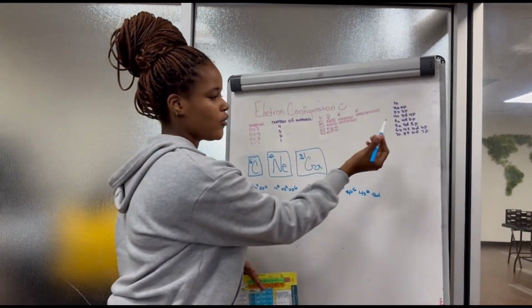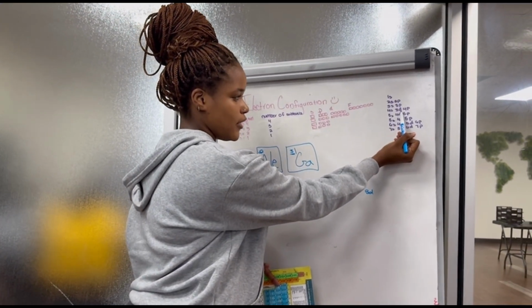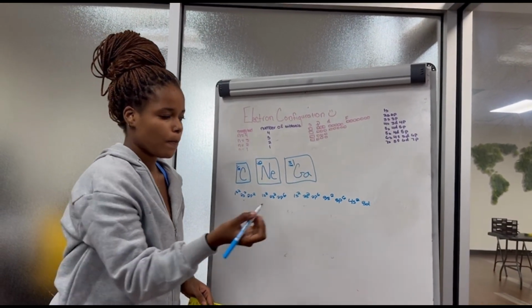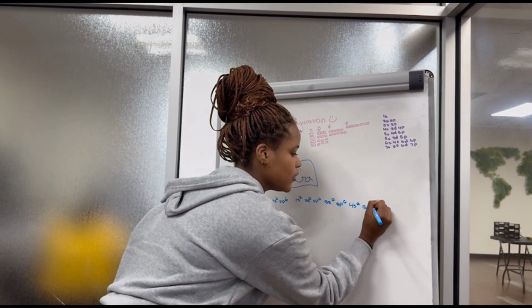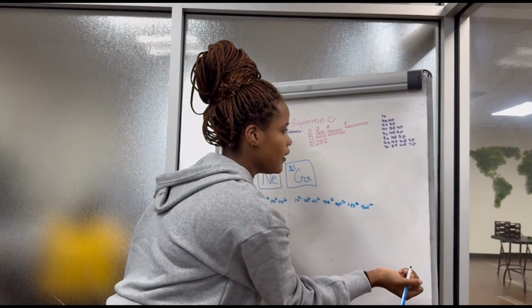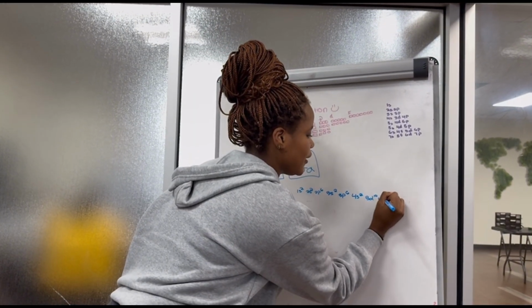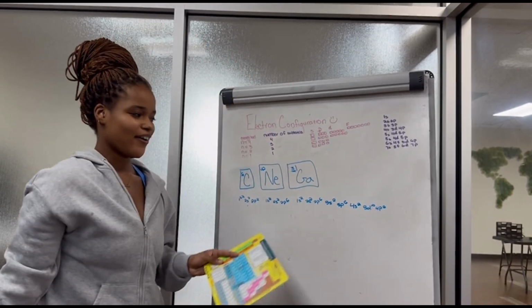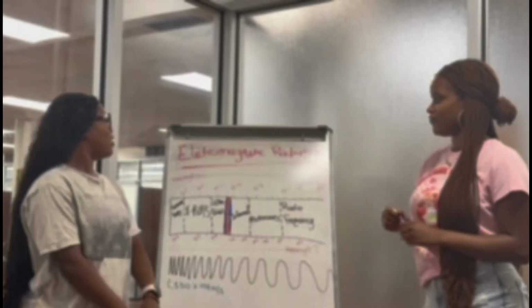If you look right here at 3d, after 3d is 4p and that's 6. So actually we can use the full 10, and then for 4p we will only use 1 and not the full 6. And there is our electronic configuration.